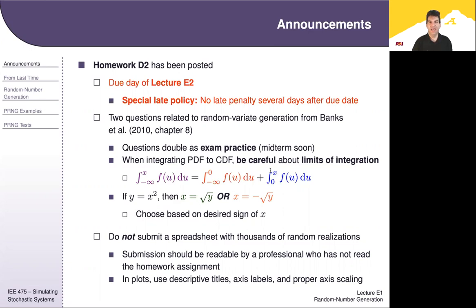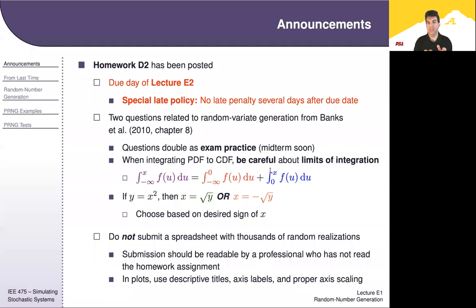So again, you can include that spreadsheet. That way we have that so we can see that you generated the numbers. If we have to check anything, we can go back and check that. But the main thing that's graded will be a document that's not just thousands of rows of numbers. It will be your work as you're deriving those generators and your plots.